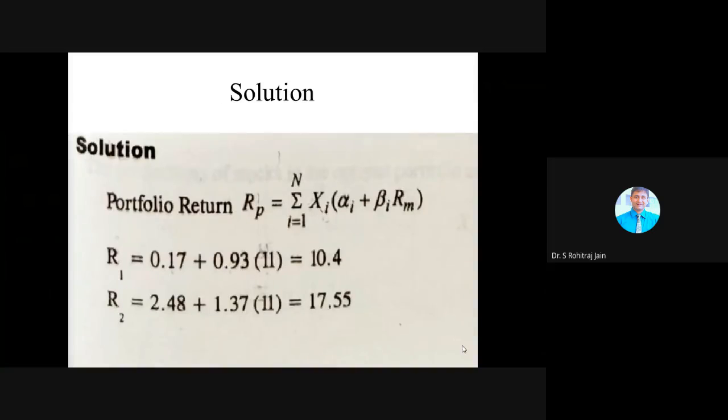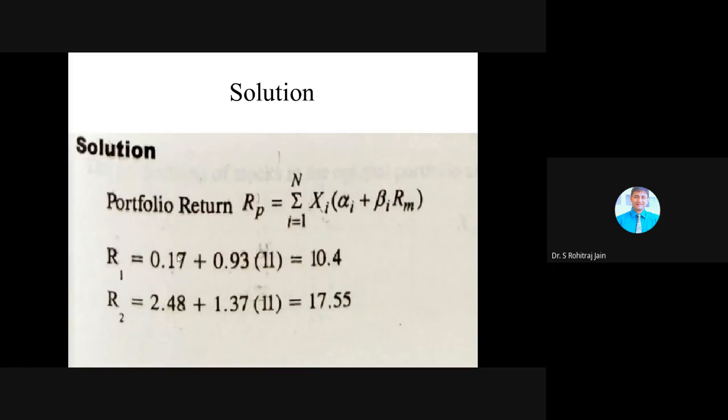Okay, portfolio return. How do we calculate portfolio return? RP is equal to summation of i equals 1 to N, X into alpha plus beta into RM, where X is the proportion of funds invested. Since they have given me alpha, I'm using this formula. So in the first case, we have to solve it for all the 4 stocks, students.